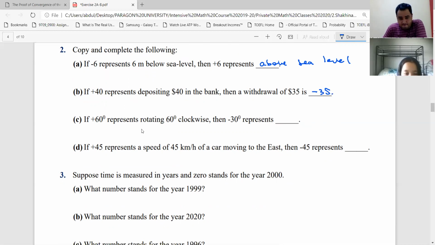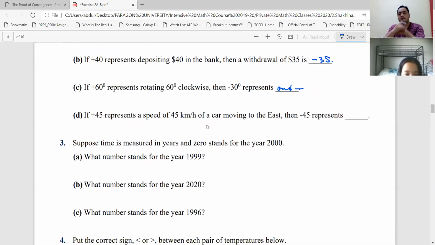C. If +60 degrees represents rotation of 60 degrees clockwise, then -30 degrees represents 30 degrees of anti-clockwise. Very good. D. If +45 represents a speed of 45 kilometers per hour of a car moving to the east, then -45 represents a speed of 45 kilometers per hour of a car moving to the west.